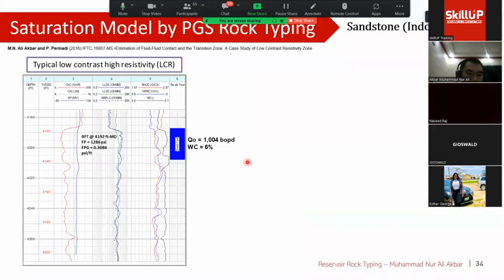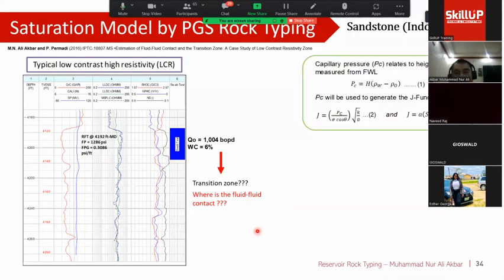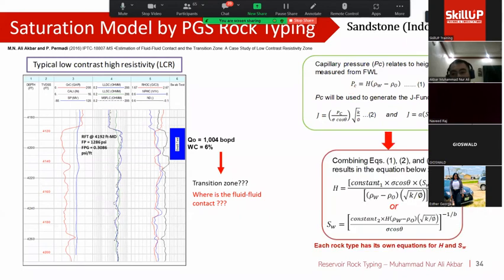What happened? In this case study, we actually have typical sandstone data. We have low contrast, high resistivity rocks, and we did the test. It was around 1,000 barrels of oil per day with a water cut of 6%. And the problem is, if we have water cut produced during the test, we should be in the transition zone. But the problem is, where is the contact of the fluid? So from here, we try to solve how we identify the capillary pressure data as a function of the capillary pressure, and also with the J function.